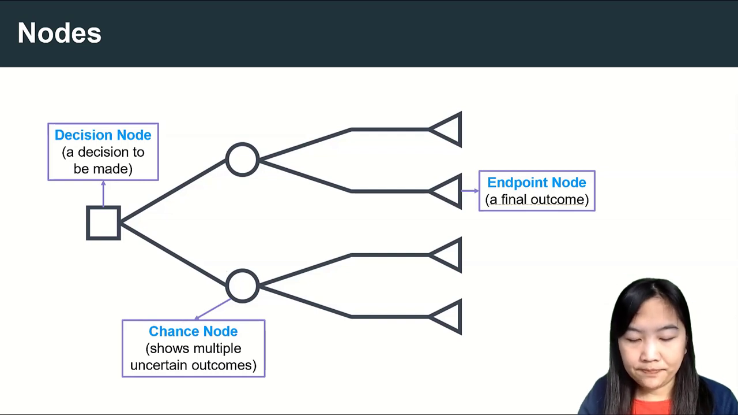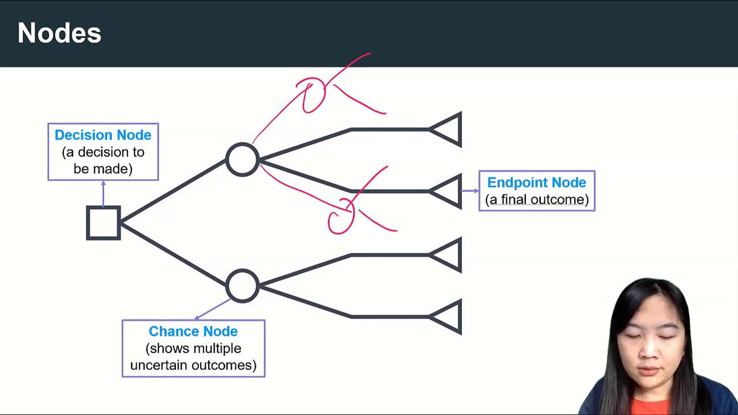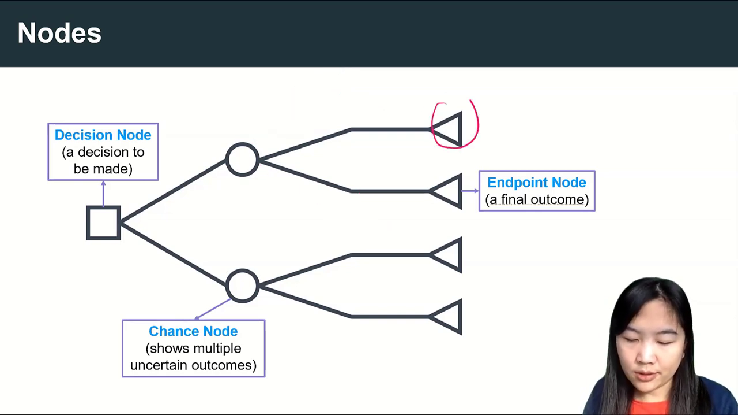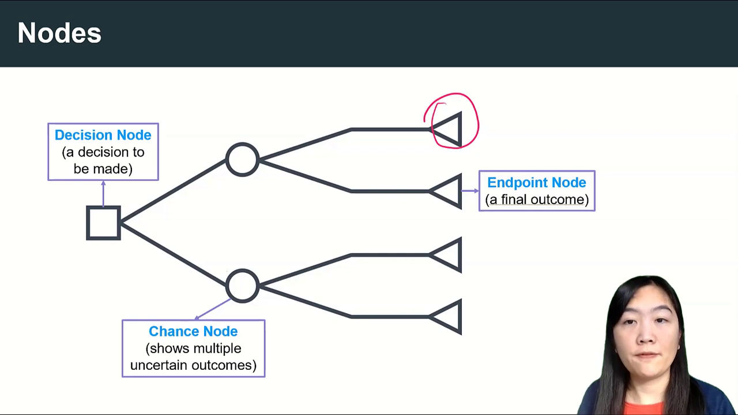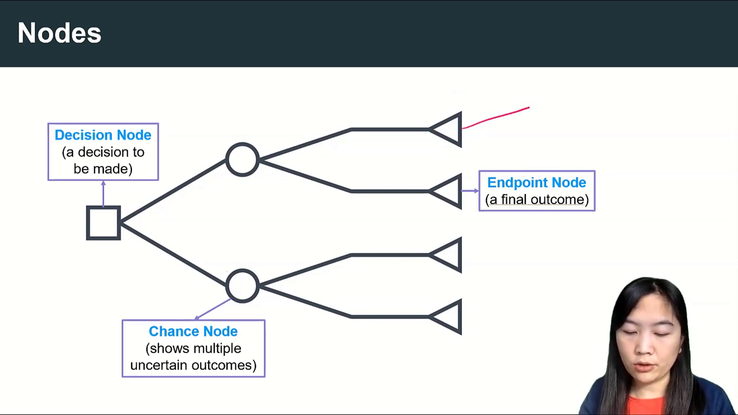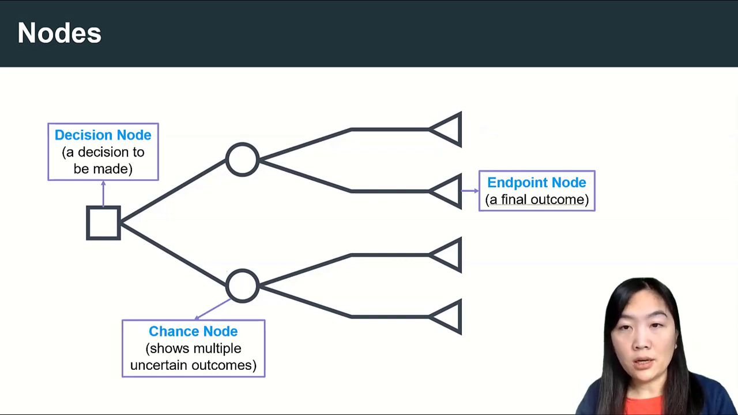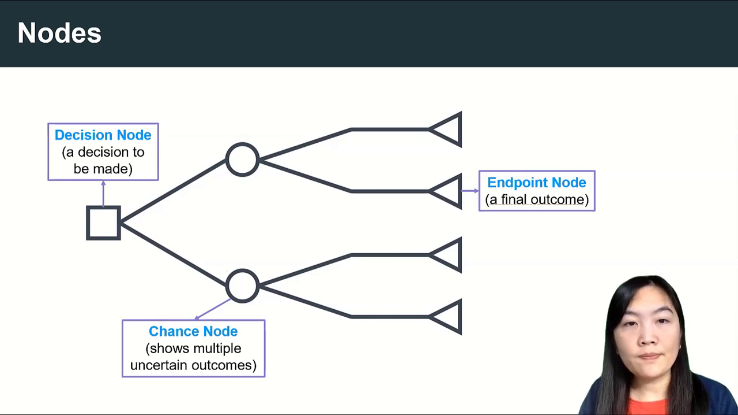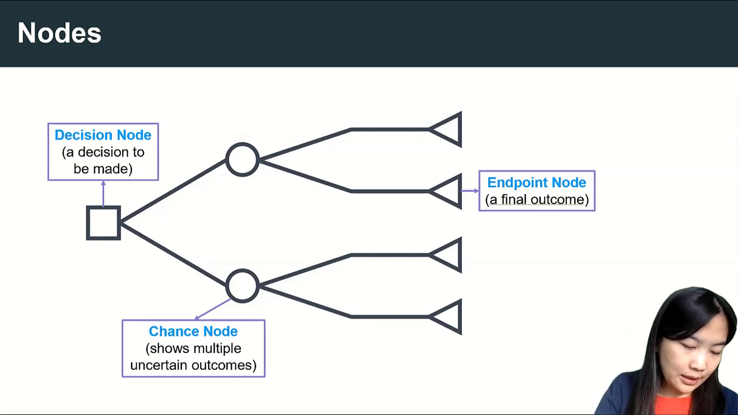In the tree, there could be other processes in between, and then at the end, those triangles there are the endpoint nodes. That means that's the final outcome. So once you see this, there are no more branches. After that, that's the end of that particular branch. So there are three different nodes here. Square means a decision needs to be made. A circle, you don't need to make a decision. It means there are chances. And once you see a triangle, then that means it's an end node.